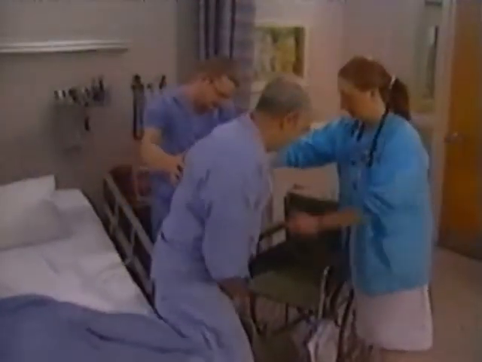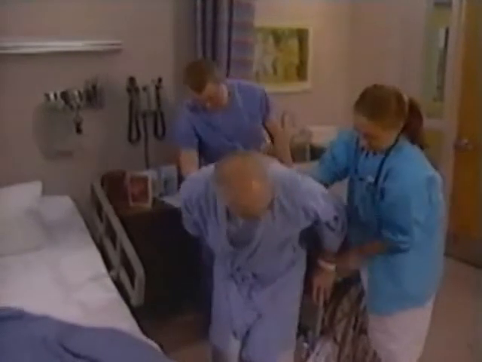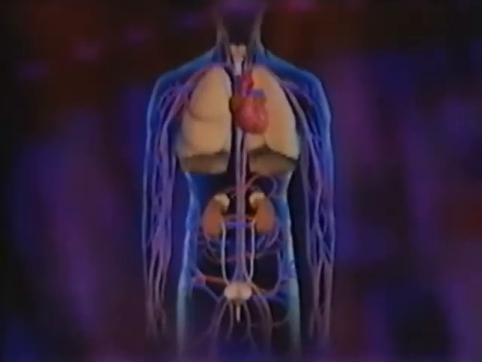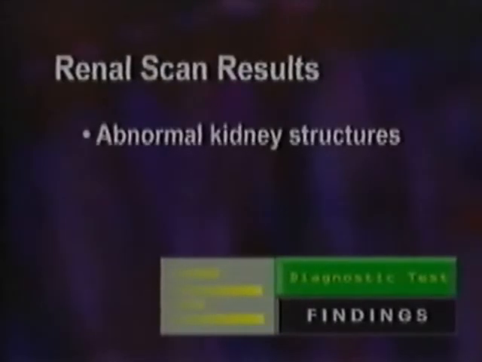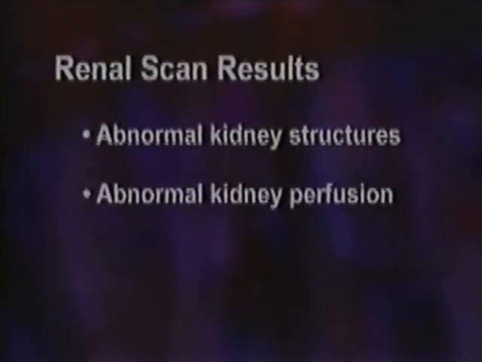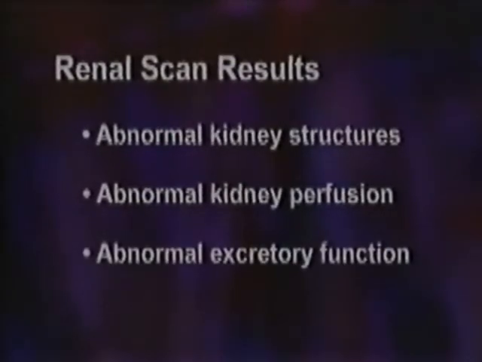If the cause of renal failure is unknown, prepare your patient for other tests, such as a renal scan. During a renal scan, a radioisotope is injected into the blood. Then the kidneys are visualized through a scanner. A renal scan may show abnormal kidney structures, which may occur in renal infarction. Abnormal perfusion, which may occur in renal artery atherosclerosis. Or abnormal excretory function, which may occur in ATN.